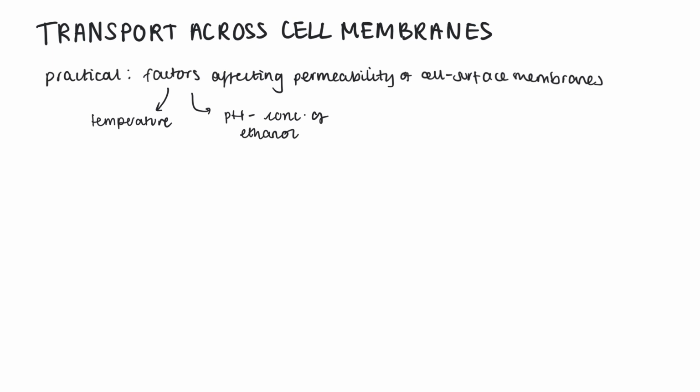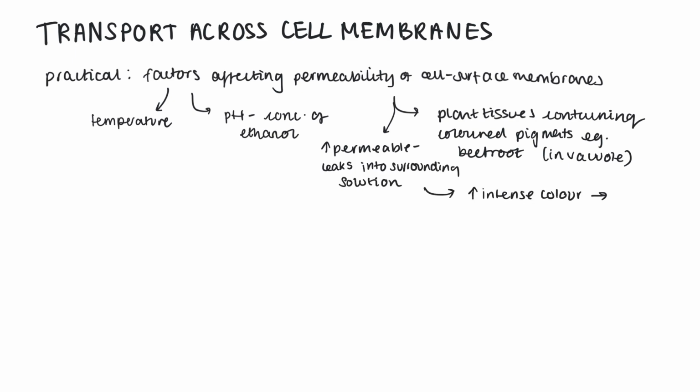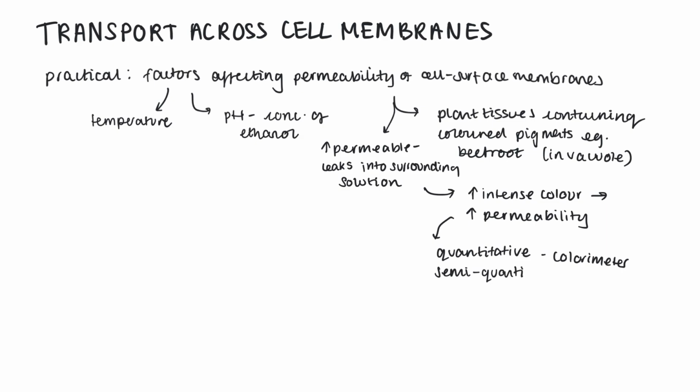How we look at the permeability of cell surface membranes is we're going to use some sort of plant tissue that contains coloured pigments. For example, a beetroot, which contains a dark purple pigment in the vacuole. And as these things change, the more permeable it gets, the more these pigments will leak into the surrounding solution. Therefore, a more intense colour shows that there's a higher permeability. We can measure this quantitatively using a colorimeter, or semi-quantitatively, just comparing to a standard.